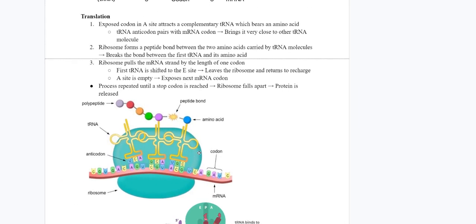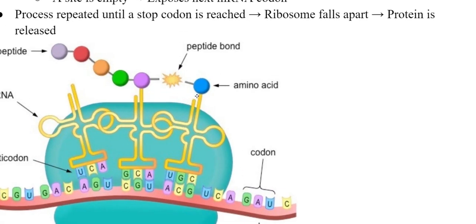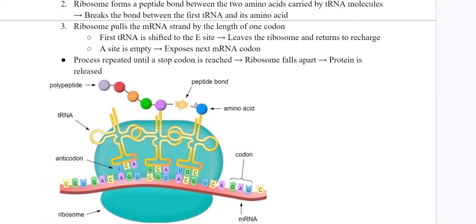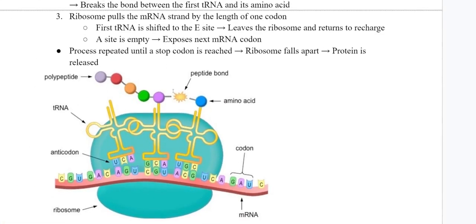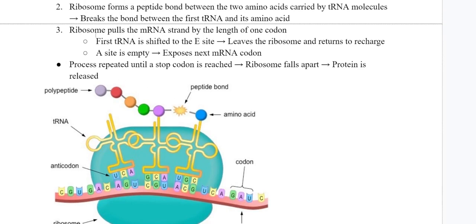That's step two. But after they create the peptide bond, it breaks the bond between this tRNA and the amino acid so that the amino acid can go freely. If you see here, after this bond is created, this amino acid will come off of the tRNA. And yeah, that's what happened. So the third step is that the ribosome pulls the mRNA strand by the length of one codon.